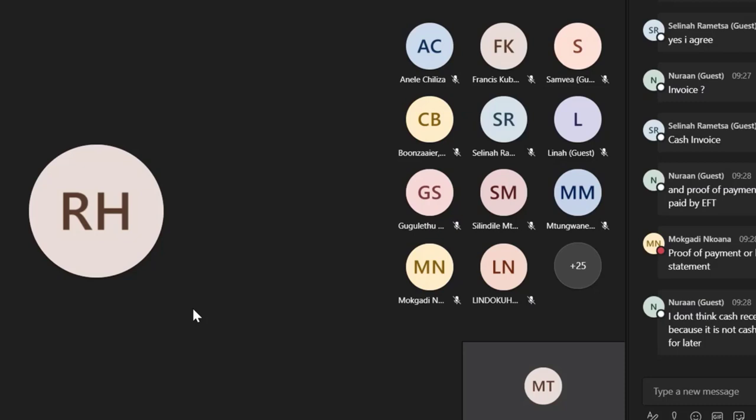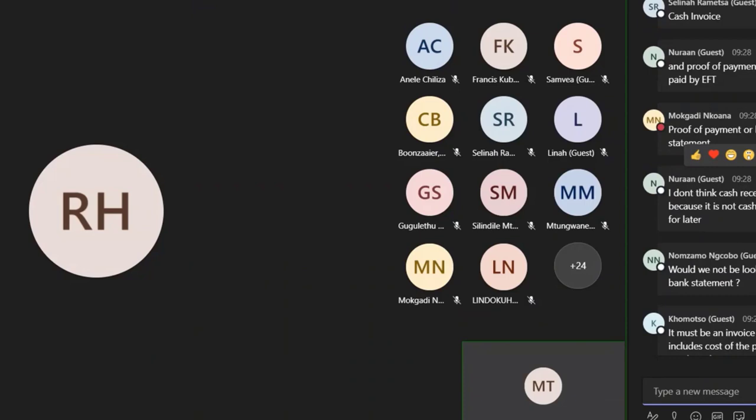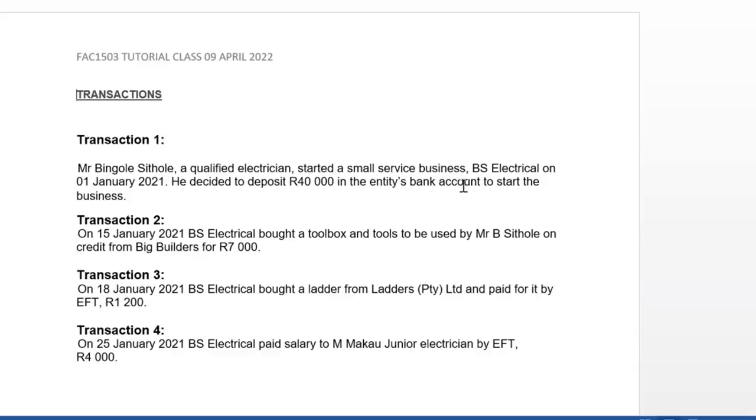Okay, guys, let's go back. Noreen, Mohadi, I do agree. Proof of payment, bank statement, yes. Yes, Noreen. Yes, Nomzamo, yes, bank statement, yes, because it includes cost. Yes, guys, I'm so impressed. So basically, this source document will be an invoice from letters Pty Ltd and a bank statement.